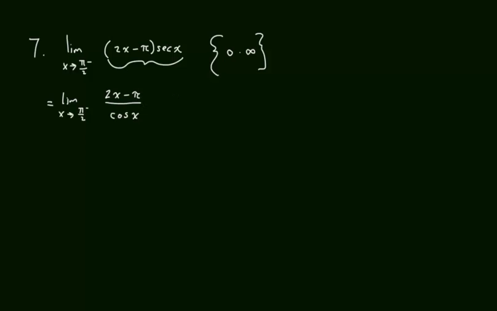So now when I do some plugging in, I've got 0 over 0, standard L'Hopital's rule, limit as x approaches pi over 2 from the left, the derivative is going to give me 2. The derivative of the bottom is negative sine x. When I plug this in, it's going to give me 2 over negative 1 for a limit of negative 2.